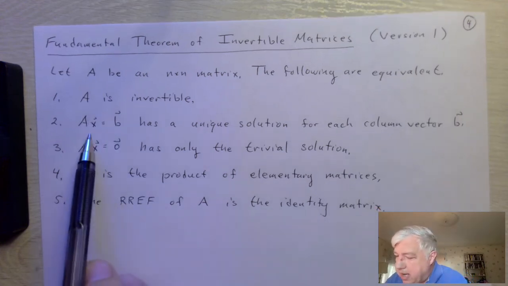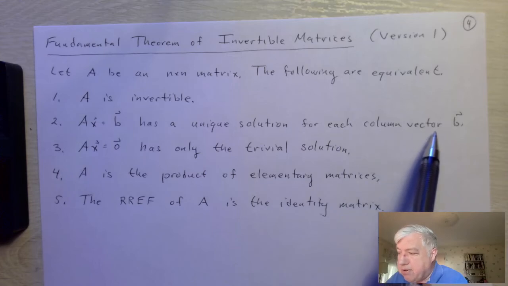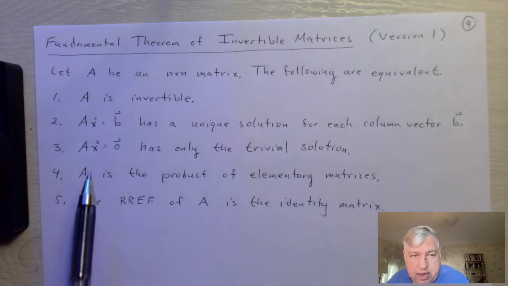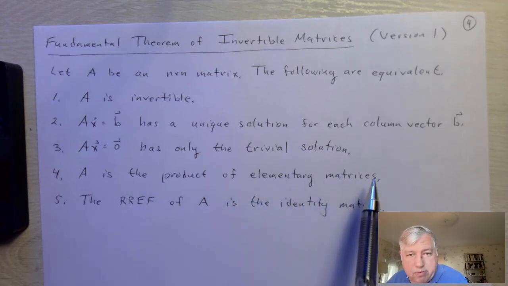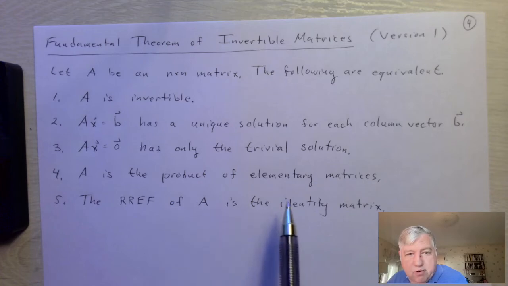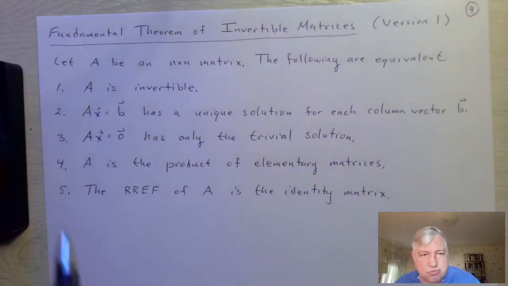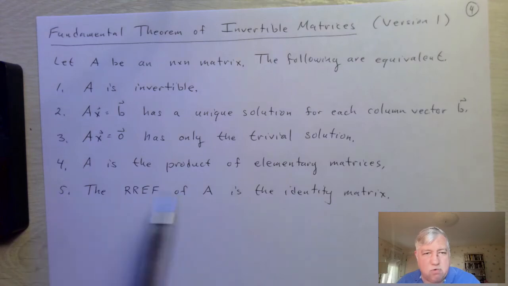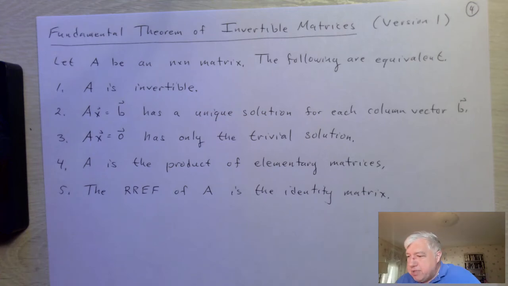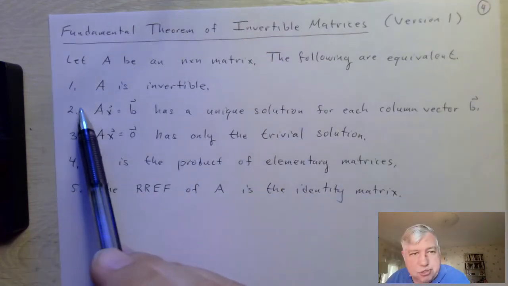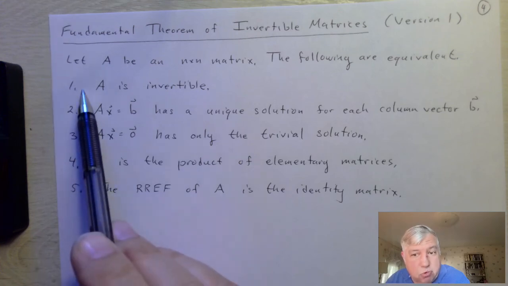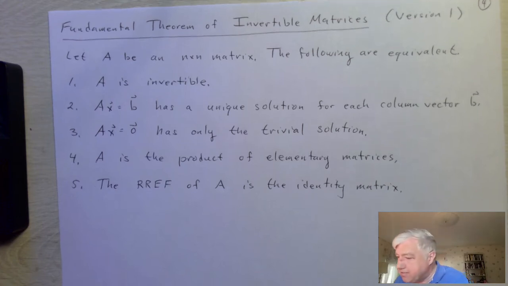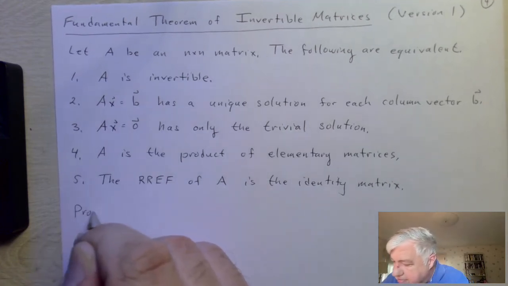A is invertible. AX equals B has a unique solution for each column vector B. AX equals 0 has only the trivial solution. A is a product of elementary matrices, and the reduced row echelon form of A is the identity matrix. When I was writing this, I wrote 4 and 5 out of order, but I didn't want to rewrite everything. So the way we're going to prove this is we're going to show that 1 implies 2, 2 implies 3, 3 implies 5, 5 implies 4, and then 4 implies 1. And that means everything implies everything else.